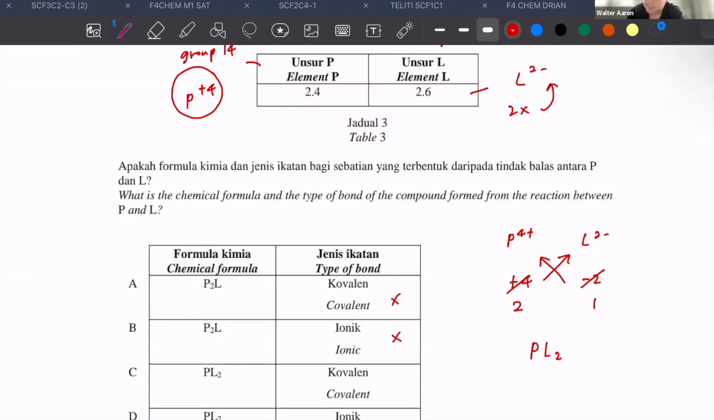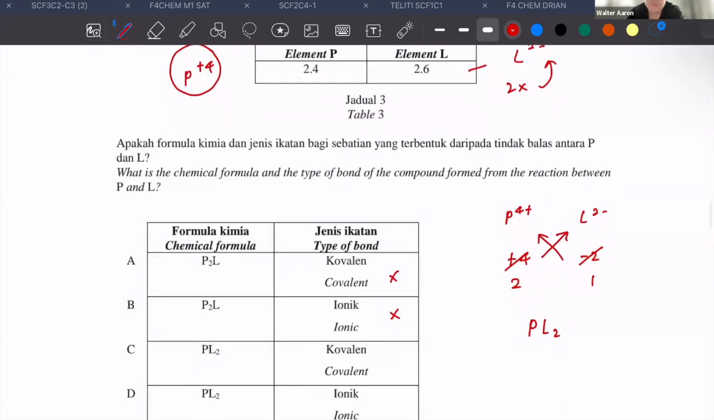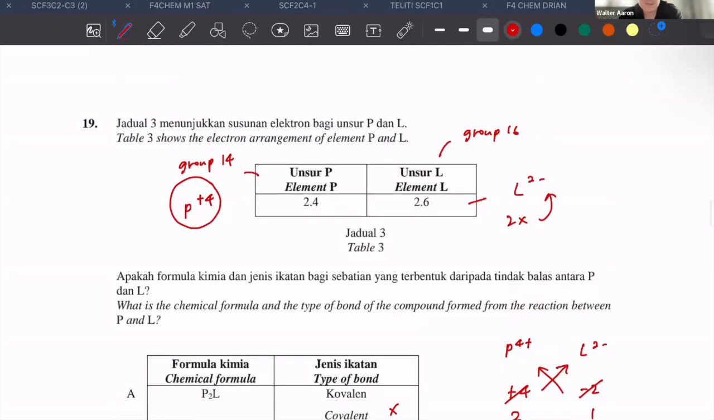And since supposedly a group 14 element and a group 16 element are both non-metals, in this case they should be a covalent compound instead of ionic. So therefore, the answer here is supposed to be C, because once more, P is a non-metal, L is also a non-metal, so they are technically non-metal plus non-metal, which then becomes a covalent substance.